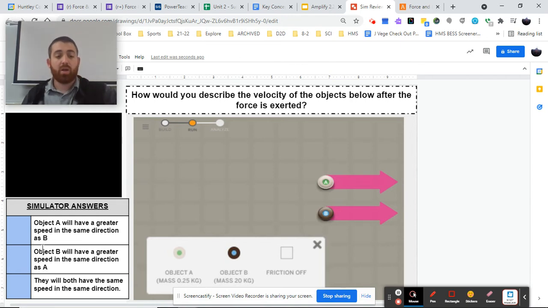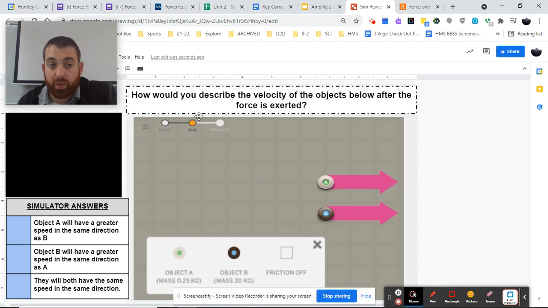Let's take a look. Is object A, will it have a greater speed in the same direction as B? Will object B have a greater speed in the same direction as A? Or will they both have the same speed in the same direction? Thinking about what we know about our key concepts, thinking about what we know about the simulator and the diagram here, take a second, decide which one you feel best answers the question, pause the video, and resume it to review it.